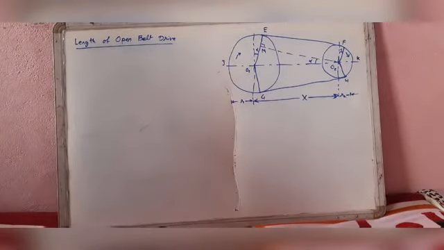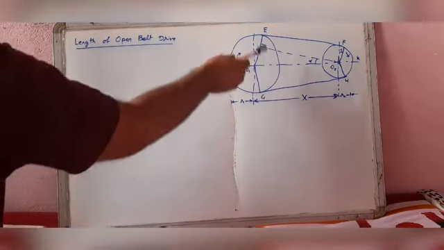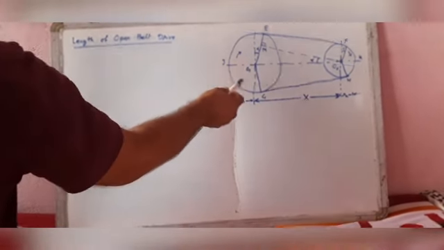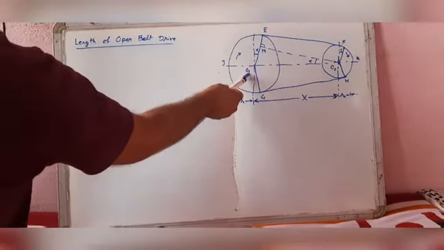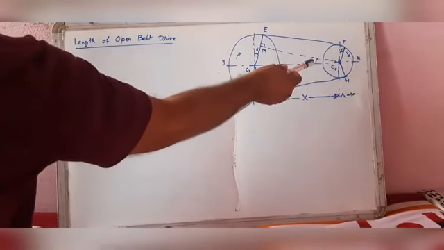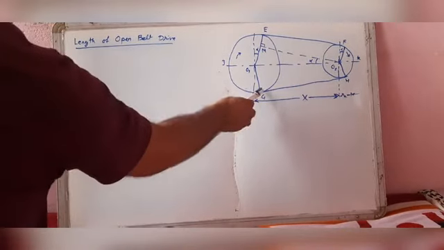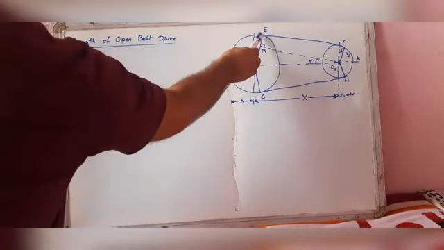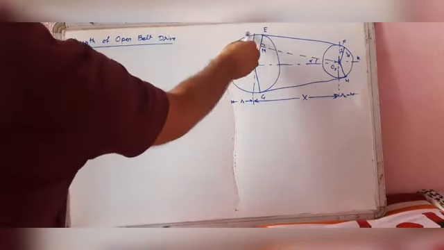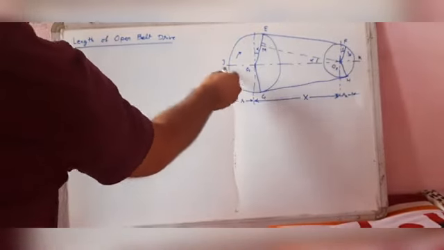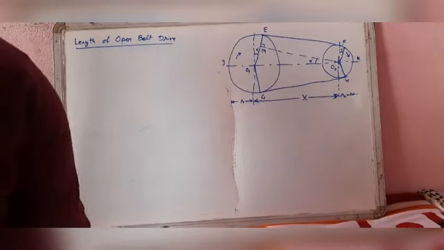Now we have to calculate the length of an open belt drive. This is the diagram of an open belt drive. Here the driver pulley has its center O1, and that is the driven pulley, its center O2, and here the belt goes from J, T, F, K, H, G and again at J.